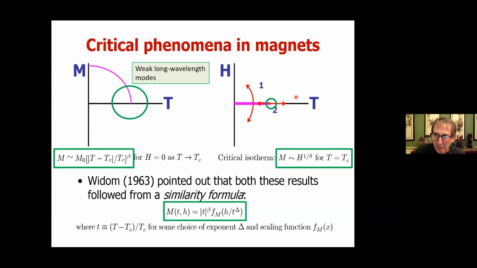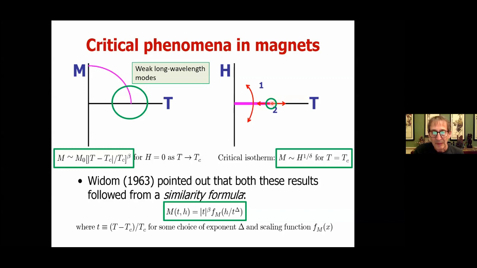Now, what happens when you go to the critical point? When you go to this critical point right over here, it turns out that the scaling law, M being proportional to the external field, linear response theory, breaks down. In fact, M goes as H to an exponent, which we traditionally write as 1 over delta. And this is true exactly at TC. So on the critical isotherm, one of the fundamental tenets of statistical mechanics, linear response theory, basically has no regime of validity. It literally breaks down at the critical point.